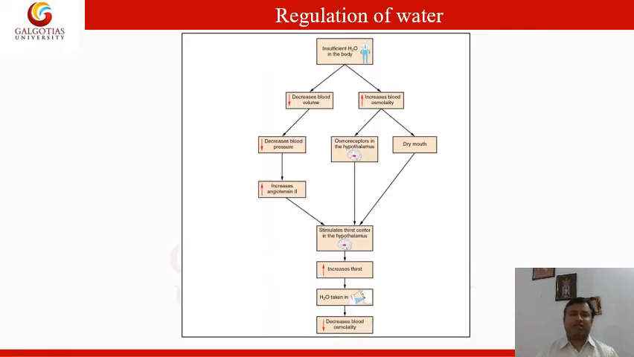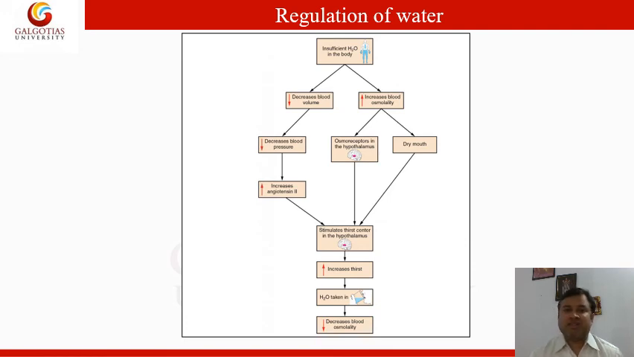Now we can study the regulation of water. When insufficient water is present, the blood volume decreases. As a result, blood pressure decreases, which increases angiotensin II, which stimulates the thirst center in the hypothalamus. As a result, thirst increases, and we take in a large amount of water, which decreases the blood osmolarity.